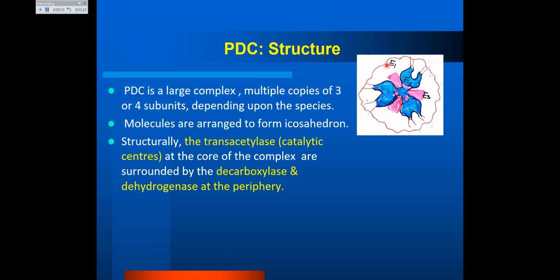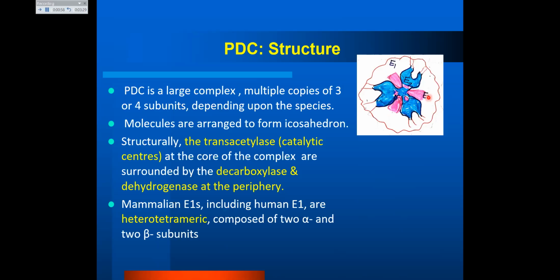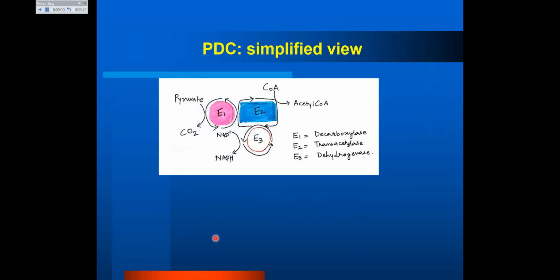This also indicates that the E2 enzyme lies in close contact with E1 and E3. Besides, in mammals, including humans, the E1 enzyme is a heterotetramer composed of 2 alpha and 2 beta subunits. So this is a very simplified view of the 3 different enzymes present in the PDC along with their fundamental reactions.